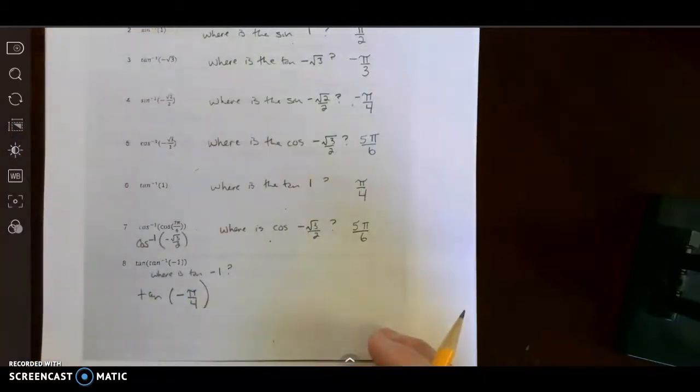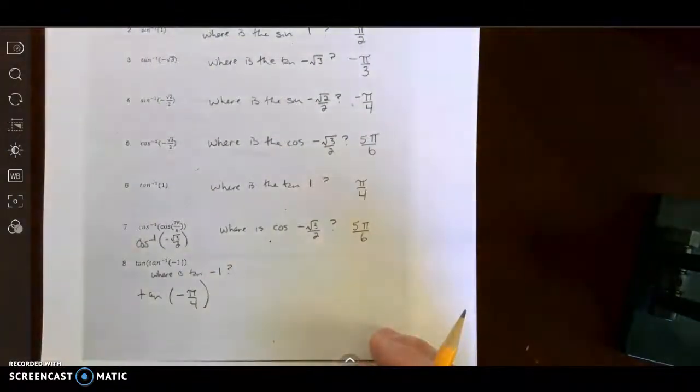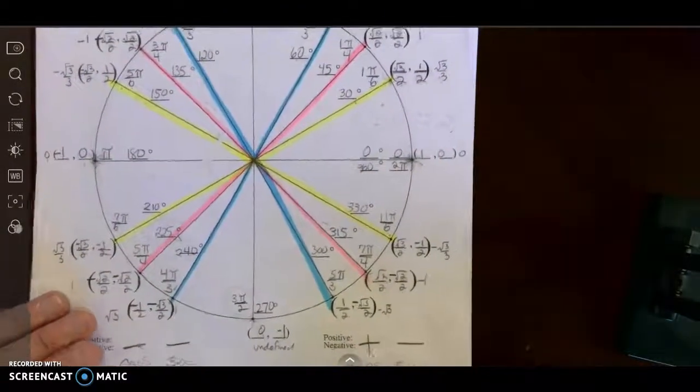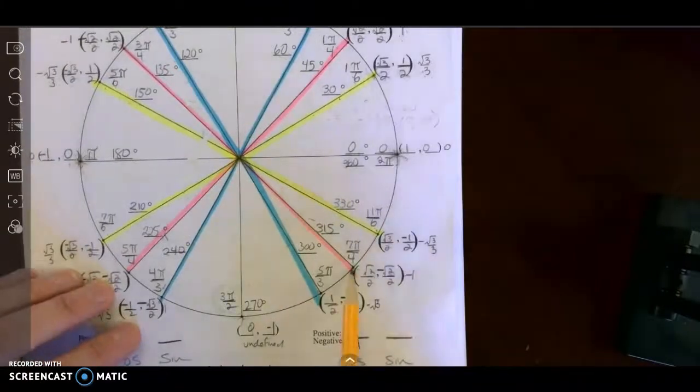Now I'm finding the tangent of that. That means I have my whole unit circle. Negative pi over 4 would be right here. And what's the tangent? I'm right back at negative 1.